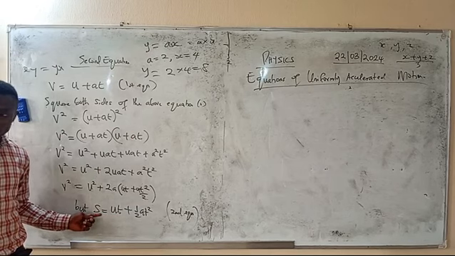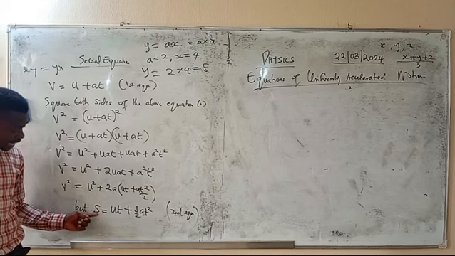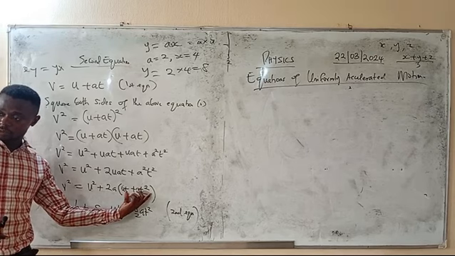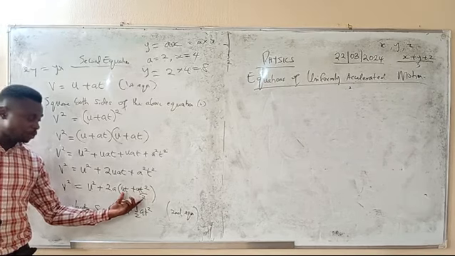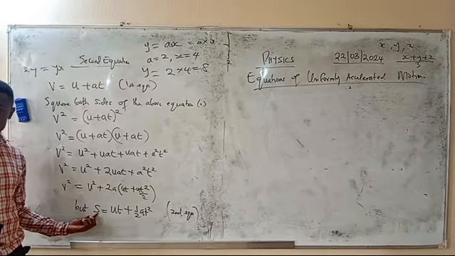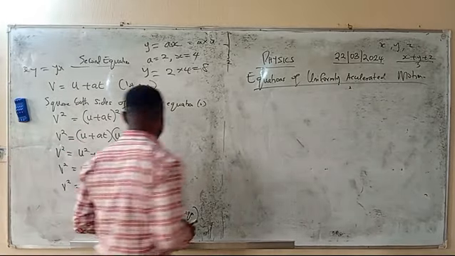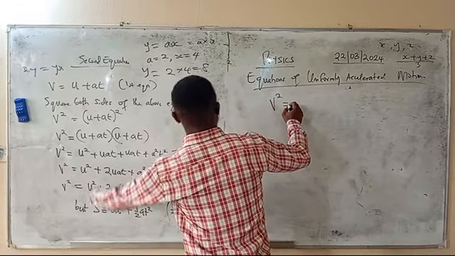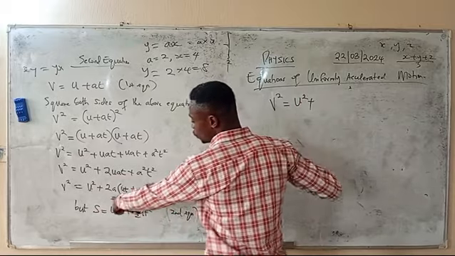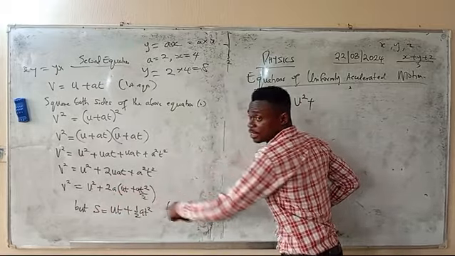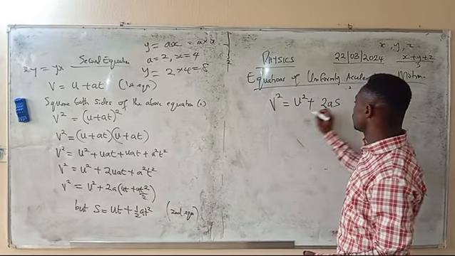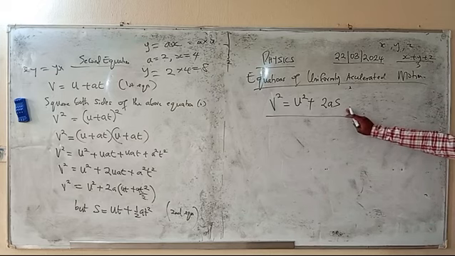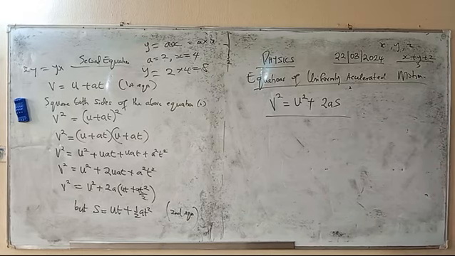S. Are we listening? What it means is that we substitute S for UT plus half AT squared in this equation. So wherever we see UT plus half AT squared, we put S there. If we do it that way, we now come to this conclusion that V squared is now equal to U squared plus, we only have 2A here, so we put S here. We have 2AS. Is it clear? This is the third equation of motion.